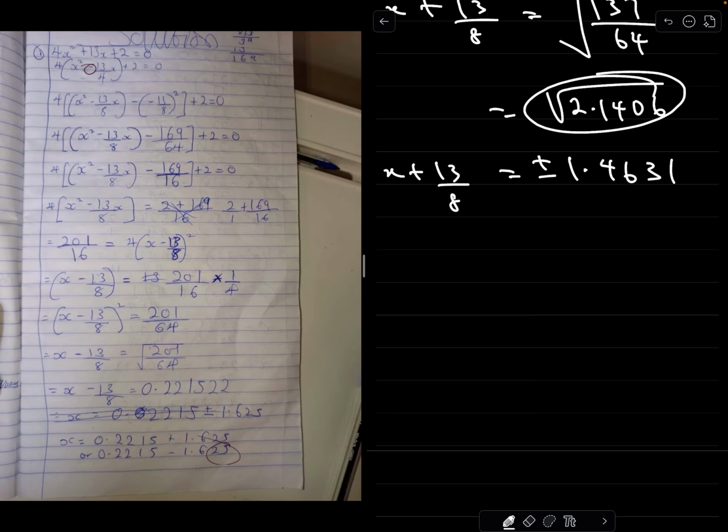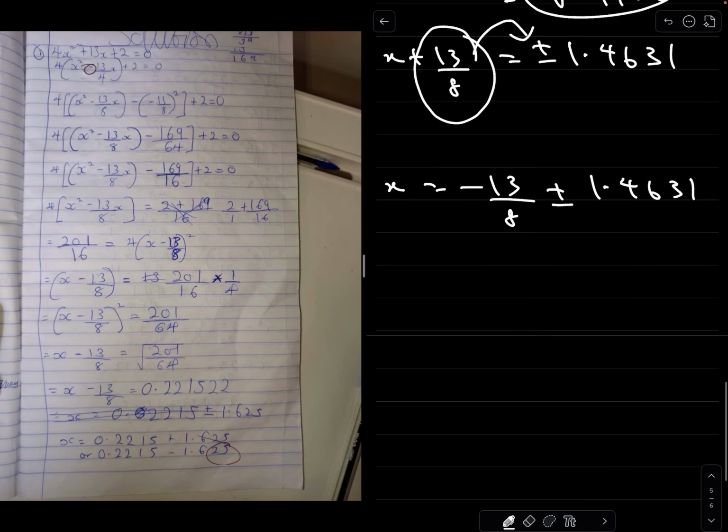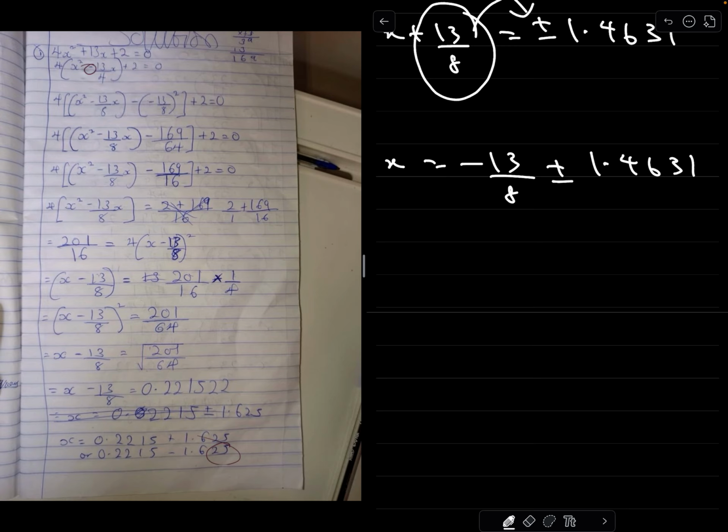So that simply means x plus 13 over 8 is equal to plus or minus 1.4631. Now we can move this 13 over 8 to the right hand side, and when it goes there it becomes minus 13 over 8. So we have x equals minus 13 over 8 plus or minus 1.4631. Don't be lazy and don't be in a hurry. Just take your time and go step by step. You won't miss it. It's very simple.